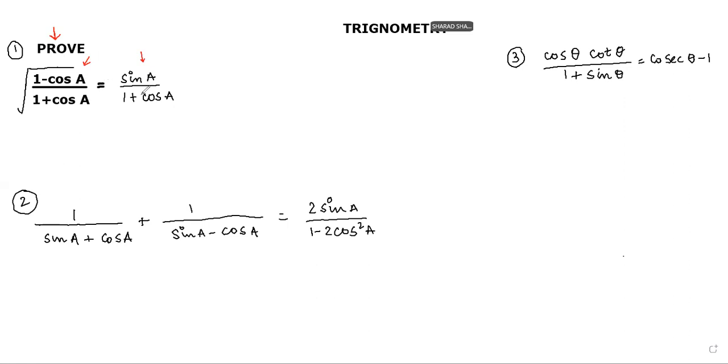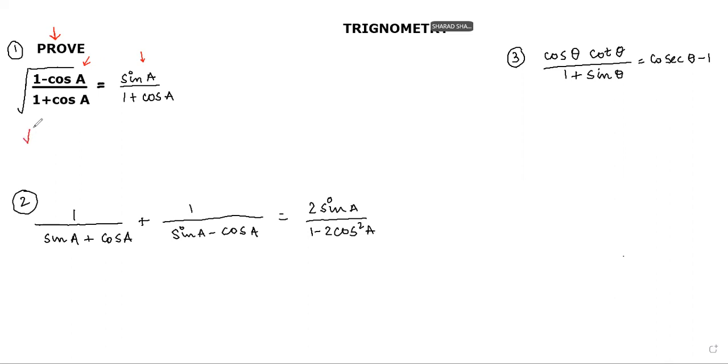Now the best thing here is since the right hand side is given, we will get a hint how to proceed. So in question number one, square root of 1 minus cos A upon square root of 1 plus cos A, we have to prove that this is equal to sin A upon 1 plus cos A. Now the first hint which I am getting here is that there is no square root on the right hand side. So the first step should be to remove the square root.